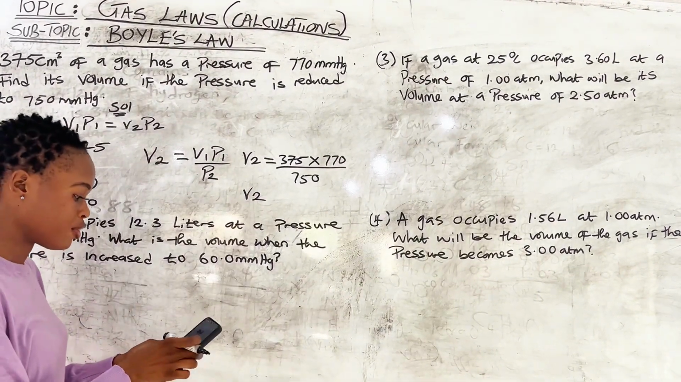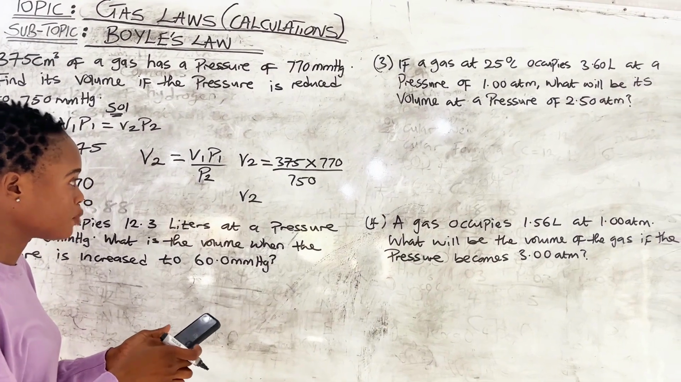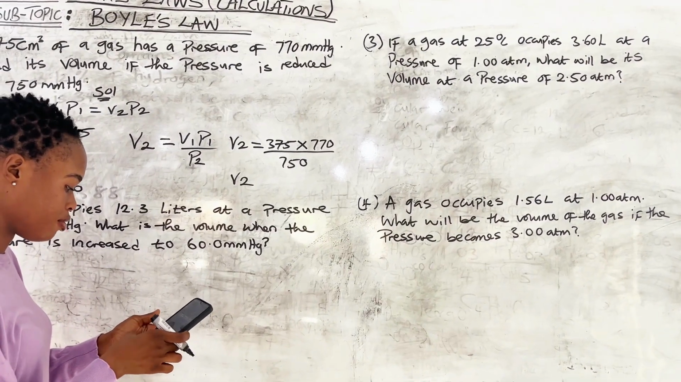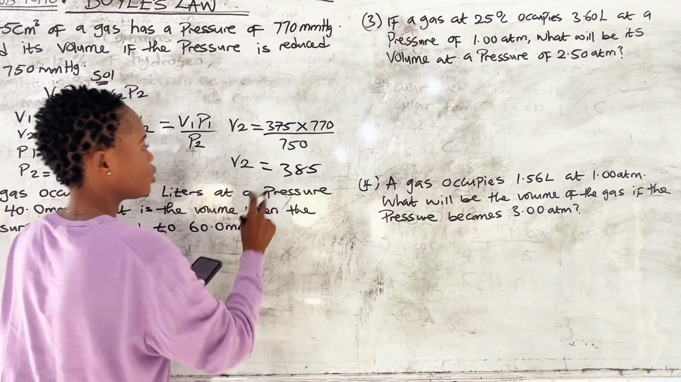So for V2, we can use our calculator to quickly do that. If you have a calculator, do that on your own: 375 times 770 divided by 750. So our answer is 385. So this is our answer.